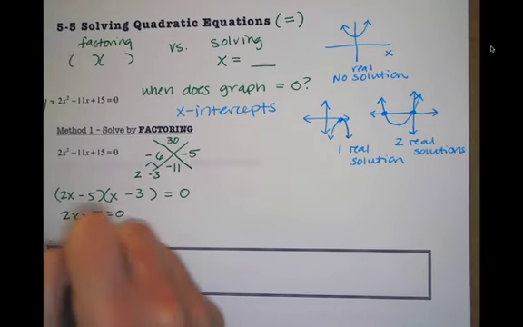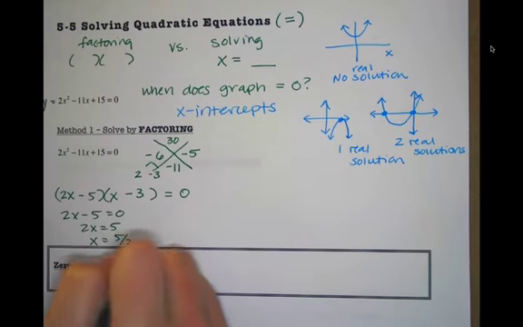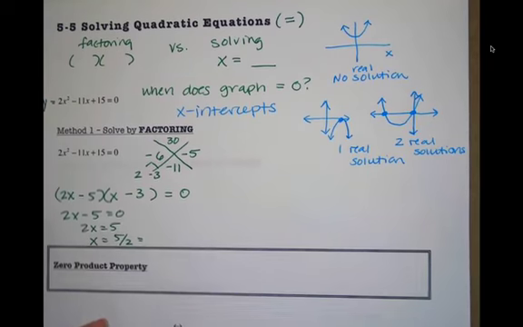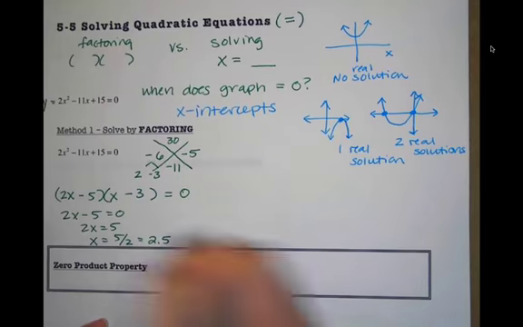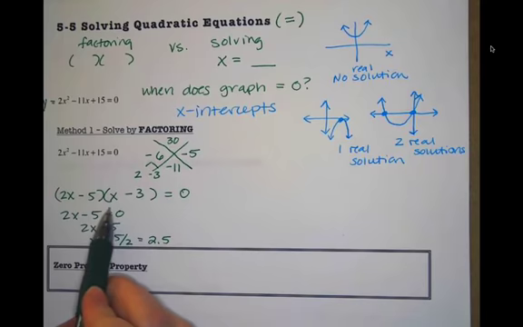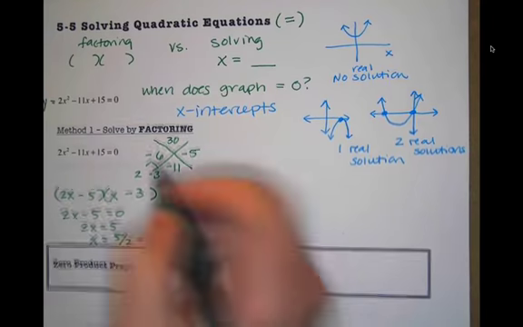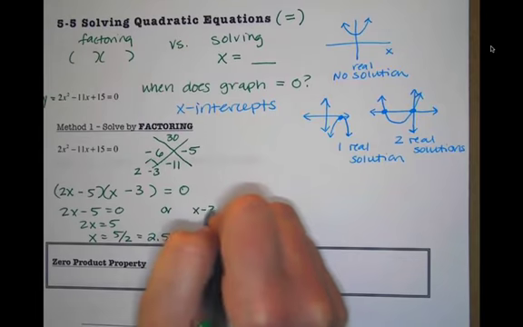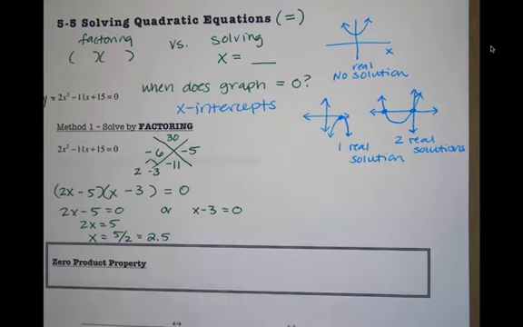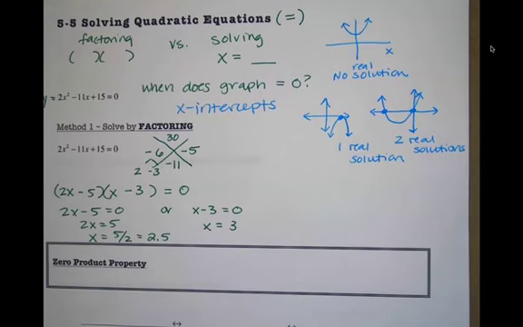So 2x equals 5, so x equals 5 divided by 2. You can leave that as 5 halves, or that would be 2.5. Or if this x minus 3 is 0, then it's not going to matter what 2x minus 5 is. So I could also have x minus 3 equals 0, and if I solve that, I would just get x equals 3. So we end up with two solutions, which means if we would graph it, we would have two x-intercepts.